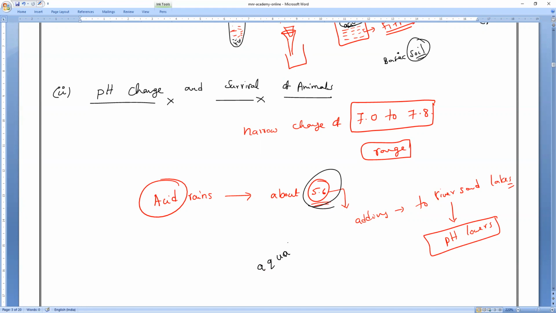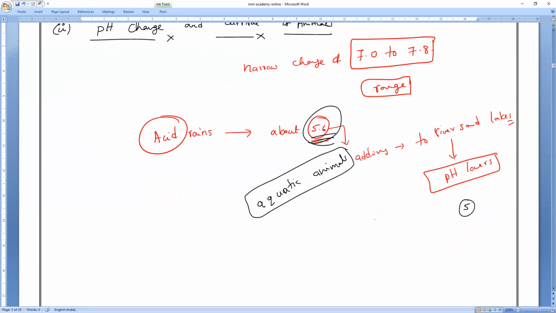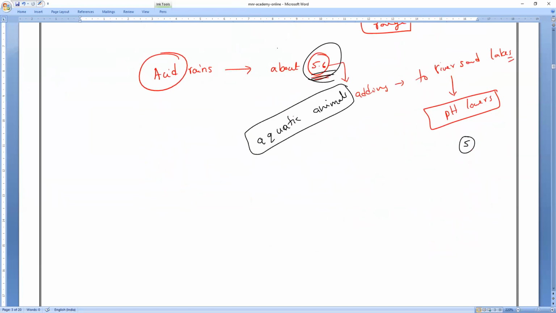So that is why all the aquatic animals will die if the pH keeps decreasing. Less than 5, if the pH value decreases, all the aquatic animals will start dying. Immediately, small organisms like small fishes will react first, because they are very small, they cannot survive. Even the plants, if the acid rain falls, the flowers, small fruits, leaves, everything will die.